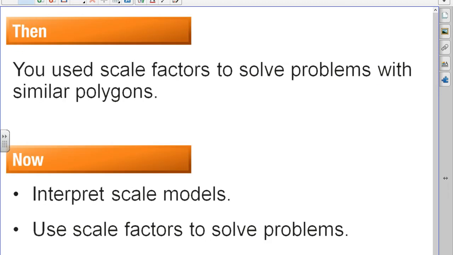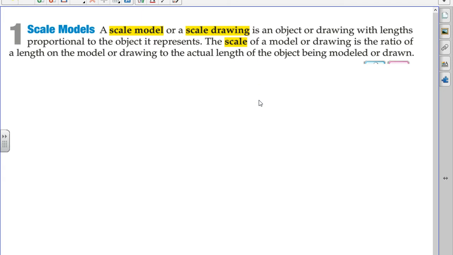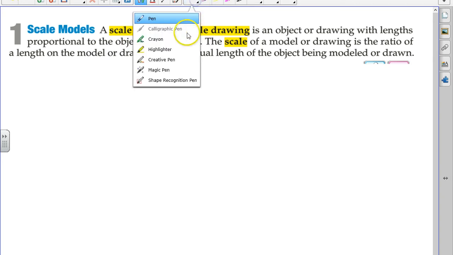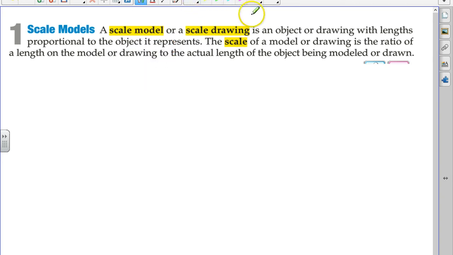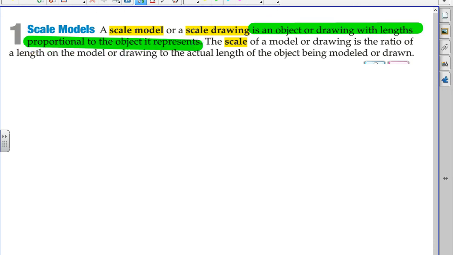So we've used scale factors to solve problems in polygons before. Now we're going to talk about scale models and use scale factors to solve problems. So here we go. First thing, a scale model or scale drawing is an object or drawing with lengths proportional to the object it represents. So here's our definition. It's an object or drawing with the lengths proportional to the object it represents.